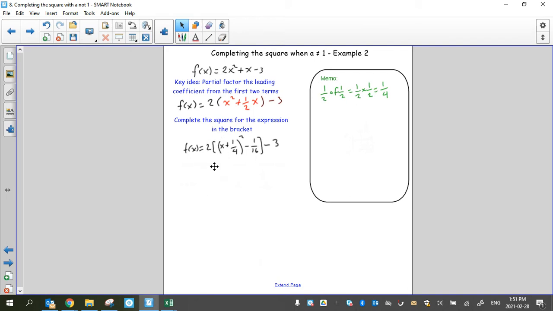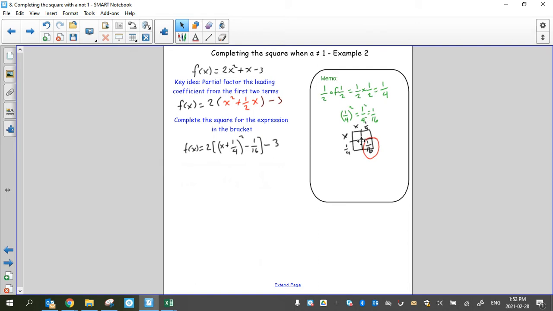So now I have the square bracket, because I'm completing the square for this expression in red, and I have (x + 1/4)² − 1/16. Where did the 1/16 come from? Well, remember, we had to subtract the square of 1/4. When we square a fraction, we square both numerator and denominator, so 1² over 4², which is 1/16.